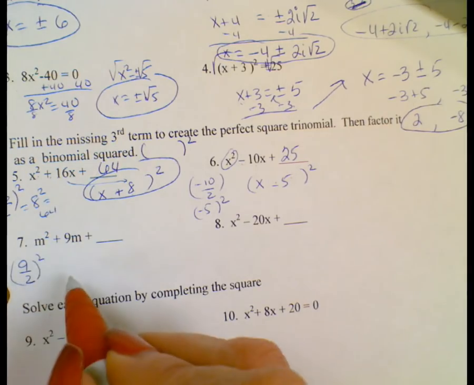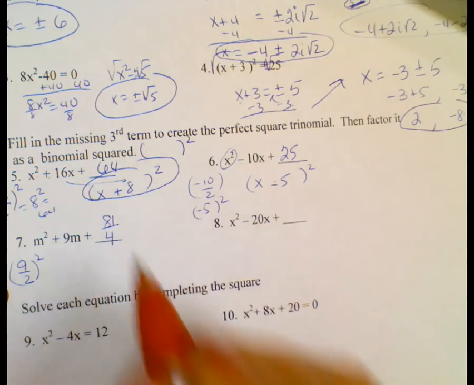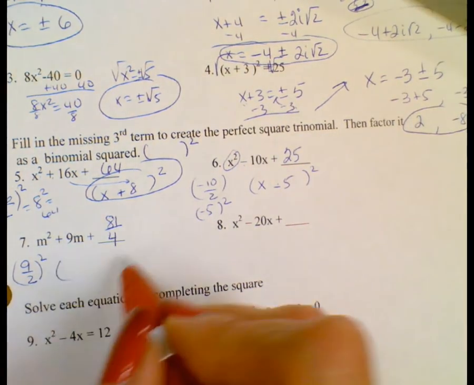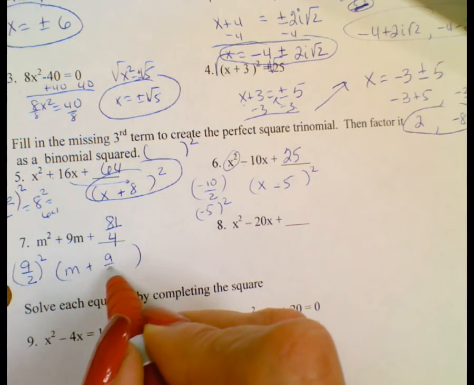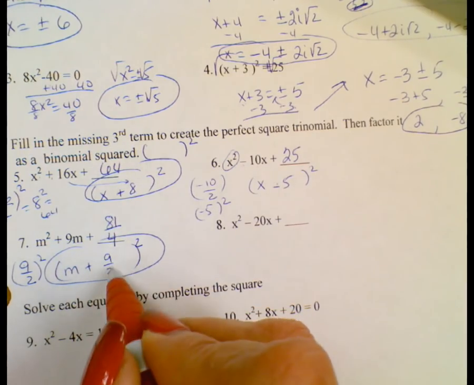So what's half of 9? 9 halves. What's 9 squared? 81. What's 2 squared? 4. That's your perfect trinomial. How do you factor that? M plus, what's half of 9? 9 halves squared. What's the square root of 81 fourths? 9 halves.